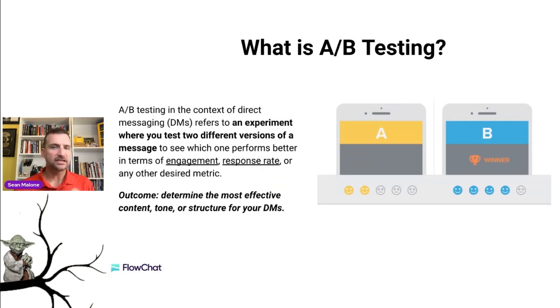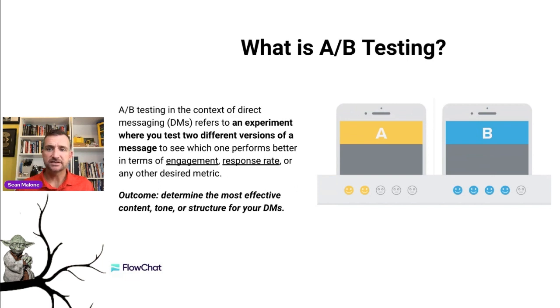A/B testing, the definition, in the context of direct messaging, DMs, refers to an experiment where you test two different versions of a message to see which one performs better in terms of engagement, response rate, open rates, click-through rates, or any other desired metric that you may have, in order to get the best outcome for what you're trying to accomplish. It determines the most effective content, tone, and structure for your DMs.